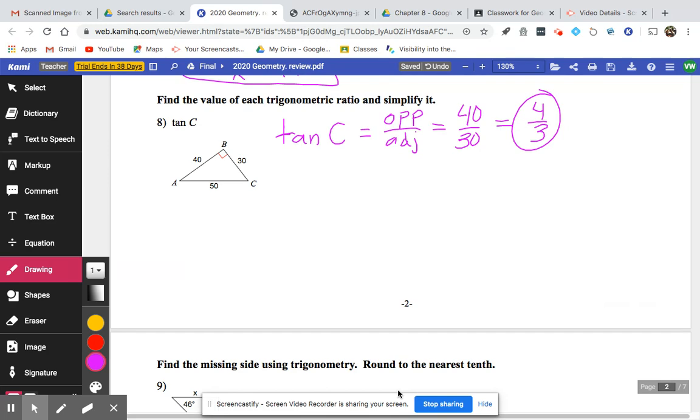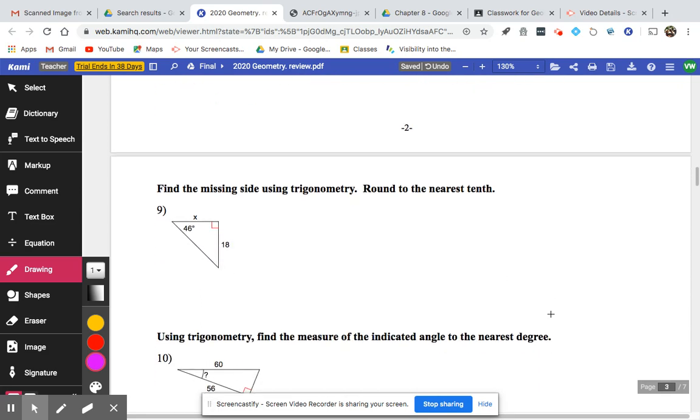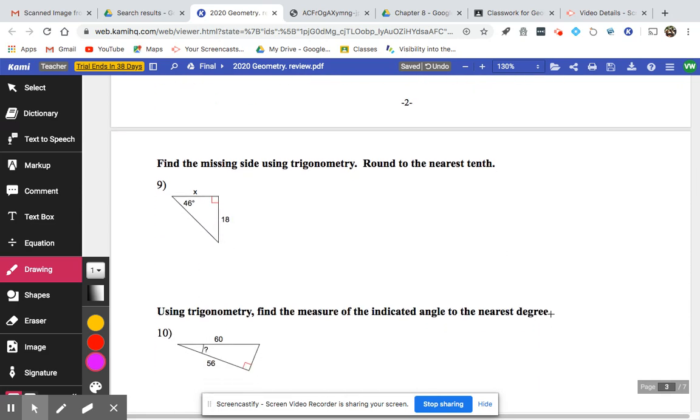Number 9, find the missing side, again using trig. We want to round to the nearest tenth this time. They give us a side and they give us an angle, so I'm going to use that angle. Specifically, I'm going to use the tangent function. So tangent of 46 degrees is equal to, once again, opposite over adjacent. My opposite is 18, my adjacent is x.